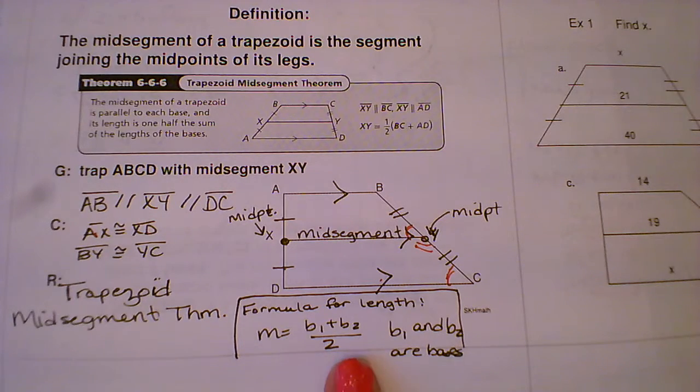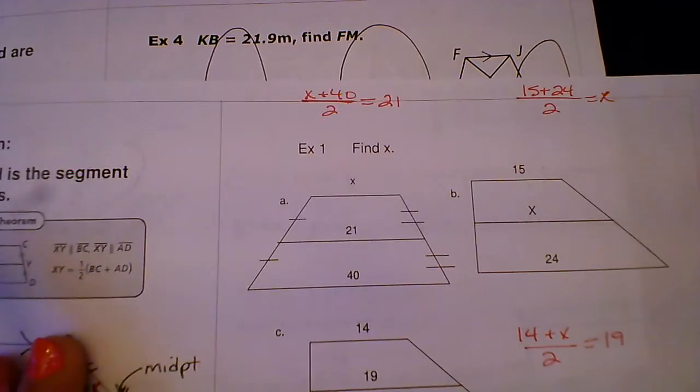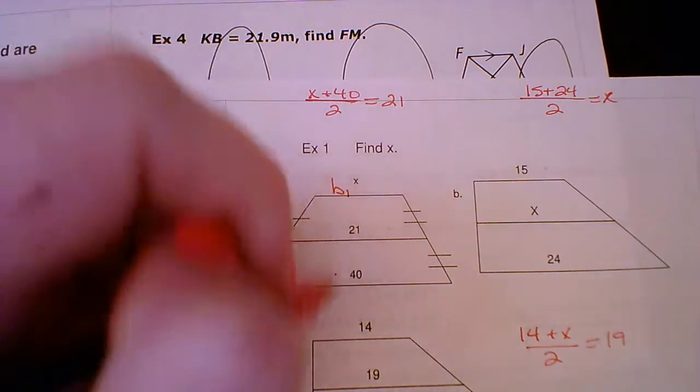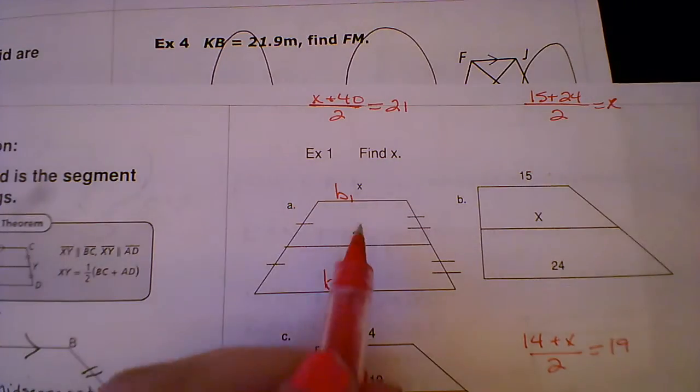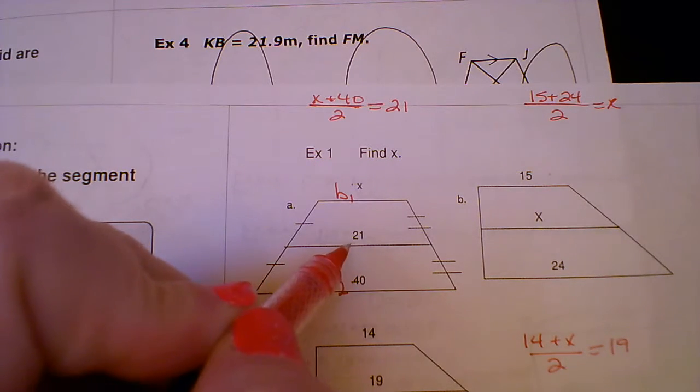There's a formula to find the length of the midsegment. The formula is kind of like doing midpoint. When we average the two values together and we find the middle, that's exactly what we're doing here. We're averaging the two base lengths and then dividing it in half. So looking at these examples over here, I add up the two bases. So this is base 1, this is base 2. So I have x plus 40 divided in half should give me that midsegment, which is 21.